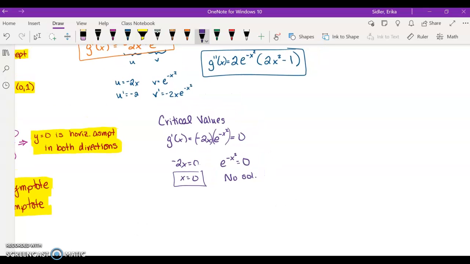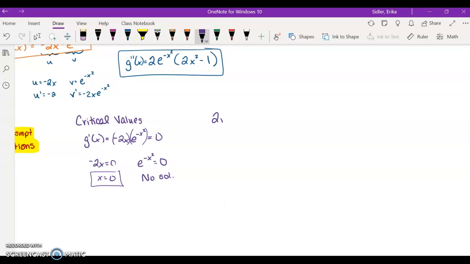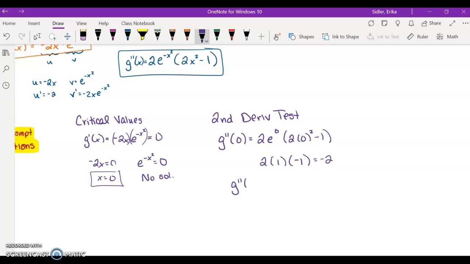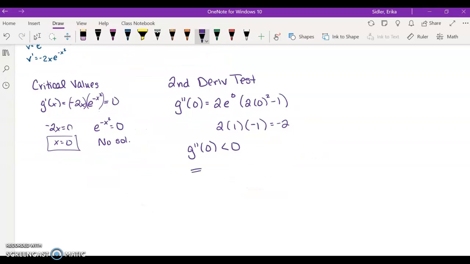I want to use the second derivative test to figure out if that critical value is a max or a min. So second derivative test, we're going to say, what's the second derivative at 0? It's going to be 2e to the 0 power times 2 times 0 squared minus 1. So this is 2 times 1 times negative 1, negative 2. So that means I got a negative answer, and so therefore we have a max at x equals 0.